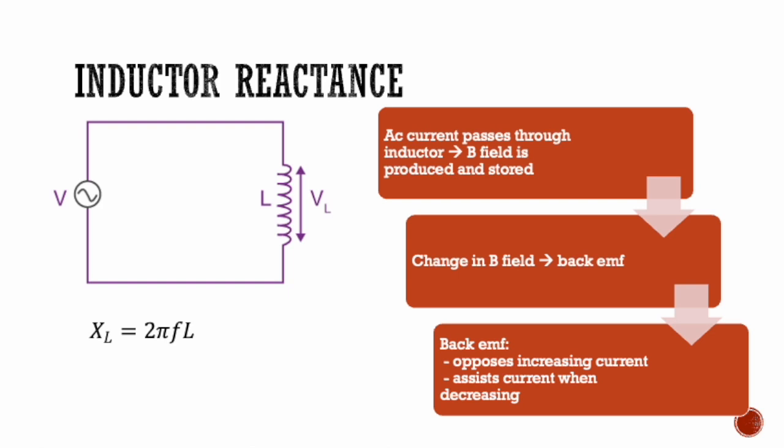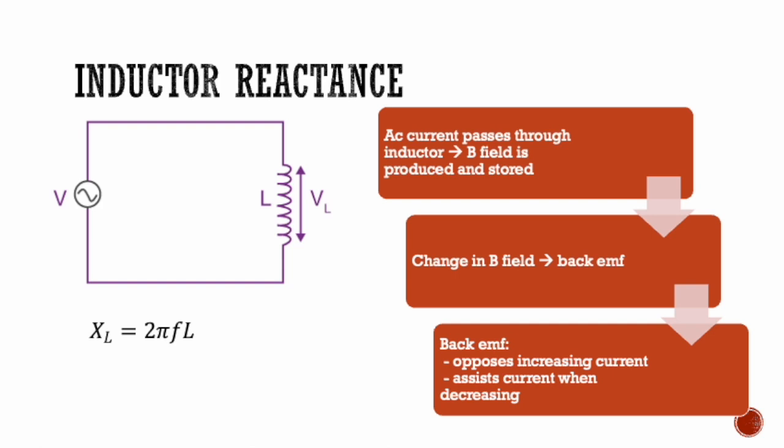This behavior of the current being opposed by the back EMF is the inductance reactance. The opposition of the current flow is governed by the equation where the reactance of the inductance equals 2 pi times frequency times the inductance. The more that the current alternates over a period of time, which is the frequency, means the greater the inductance reactance is. The work done by the back EMF to resist the increase in current is stored as magnetic energy.